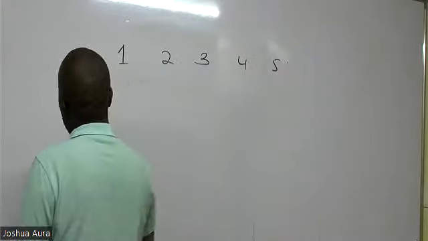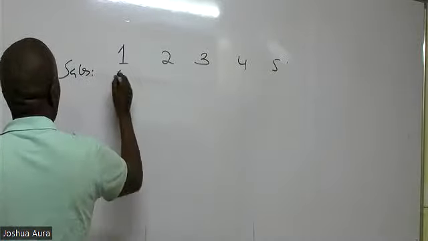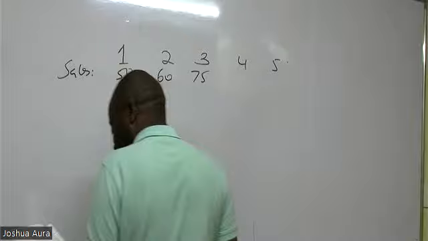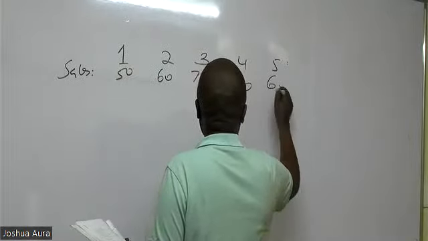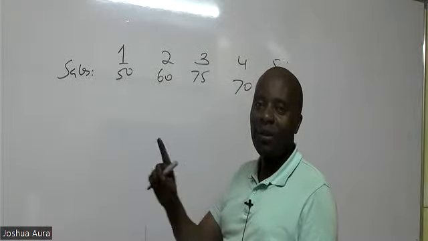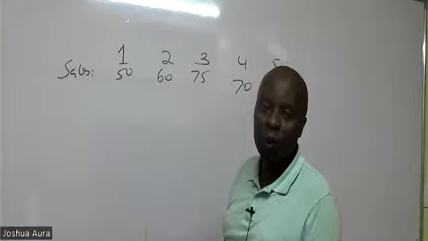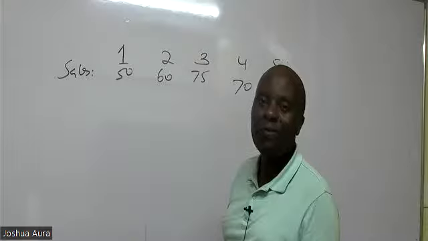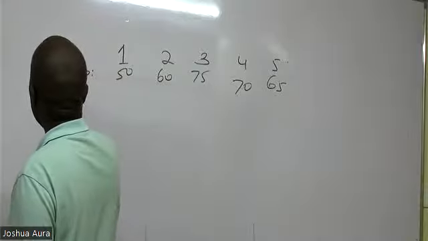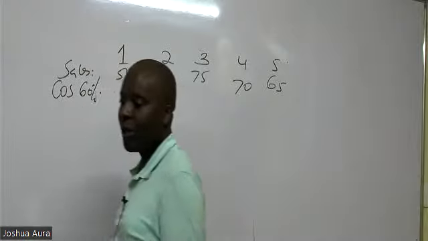So we have net sales. I can call them sales here. We have 50, 60, 75, 70, 65. The first thing this guy did, which was quite a negative game changer, was the introduction of the gross profit percentage. He gave us the gross profit margin, 40%. Very few students were able to know that then the cost of sales percentage will be 60.